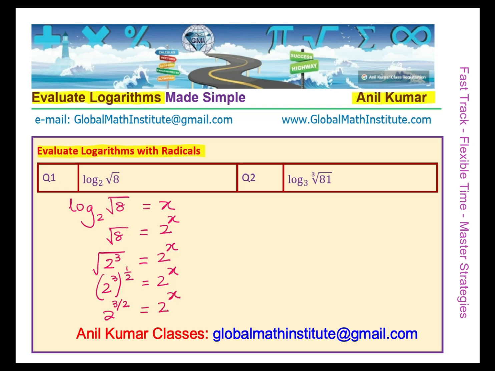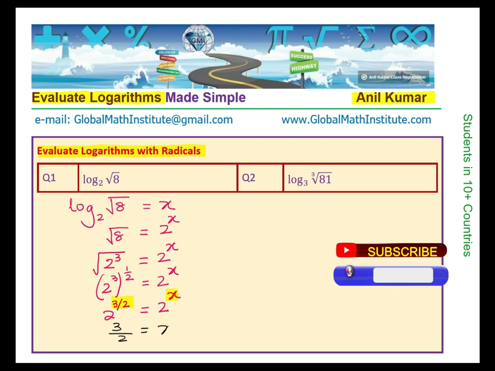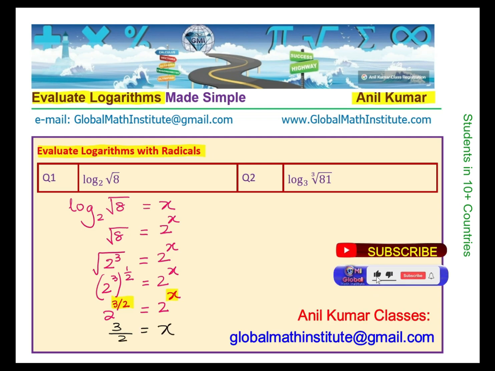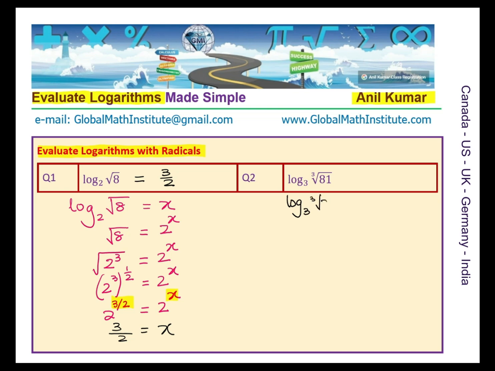And now, since we have the same base, the x value should be the same as 3 by 2, right? So 3 by 2 is equal to x. Clear? So that is the solution. So we get here that this is equal to 3 by 2. The next question here, apply the same strategy. Let's copy the question. Log to the base 3 of cube root of 81. Let it be equal to x.